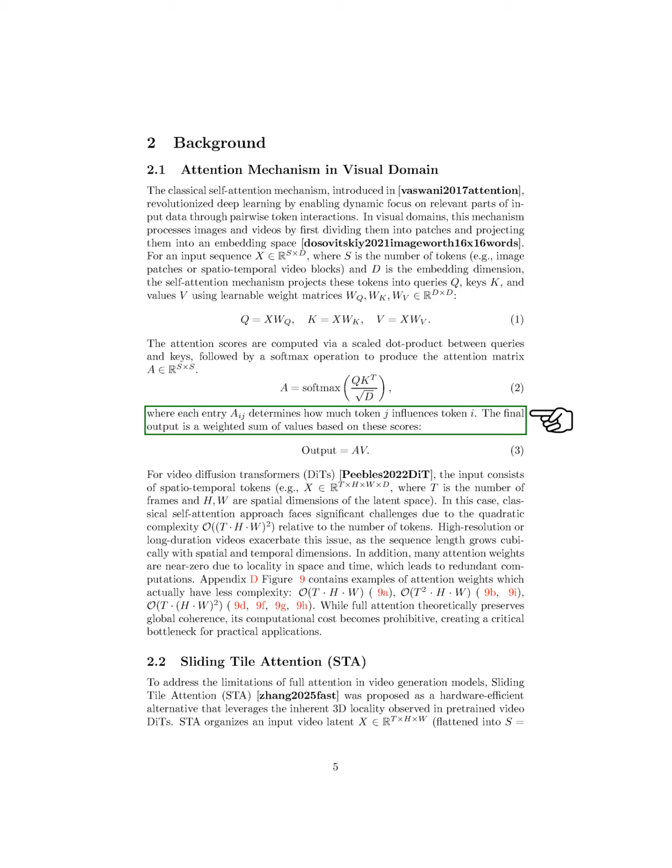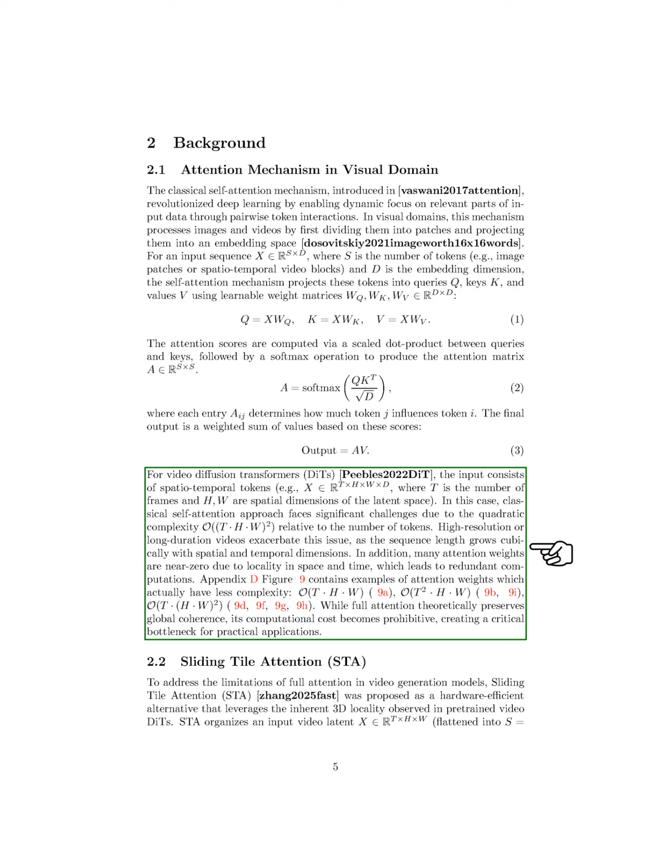Each entry in this matrix indicates how much one token influences another. For video diffusion transformers, the input consists of spatiotemporal tokens, where the number of tokens can grow significantly with high-resolution or long-duration videos. This leads to challenges due to the quadratic complexity of the self-attention mechanism, which can become computationally expensive. Many attention weights are often close to zero, resulting in unnecessary calculations.